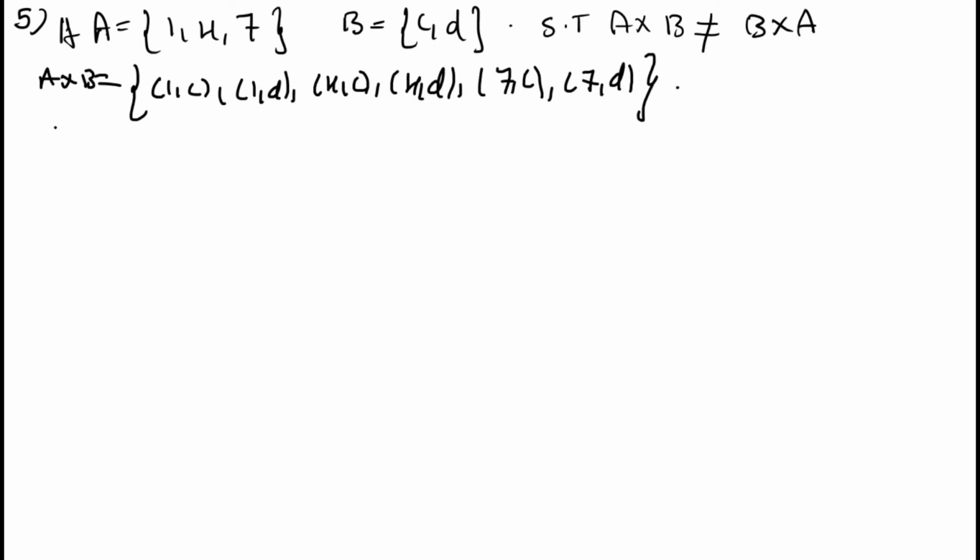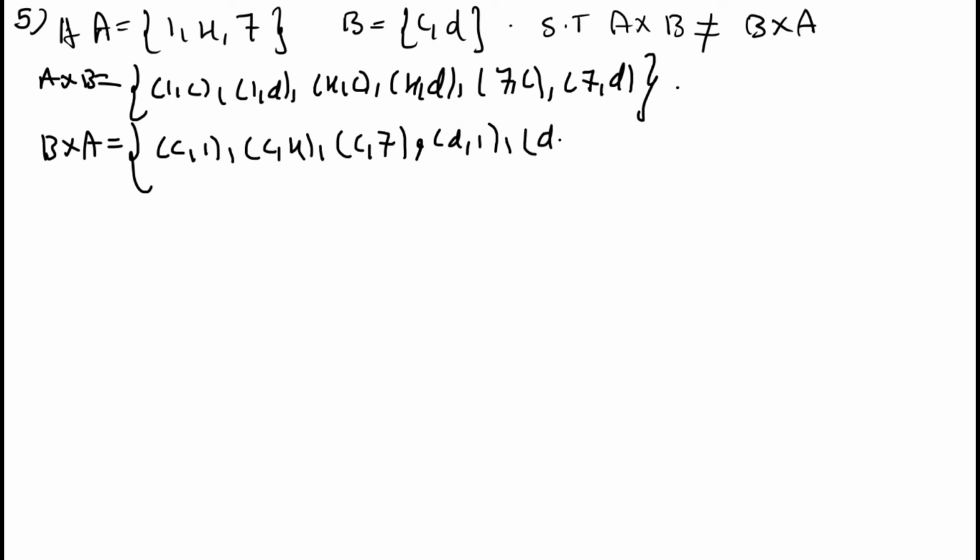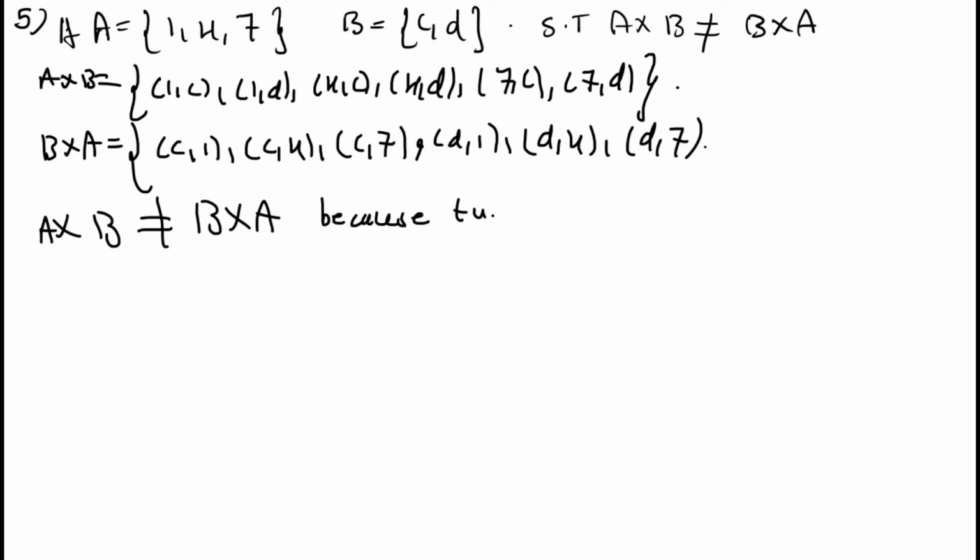Okay. Then B cross A. What is B cross A? B cross A means you will get (C, 1), (C, 4), (C, 7), and (D, 1), (D, 4), and (D, 7). Then check whether these two sets are equal. Here A cross B is not equal to B cross A because the two sets have different elements.